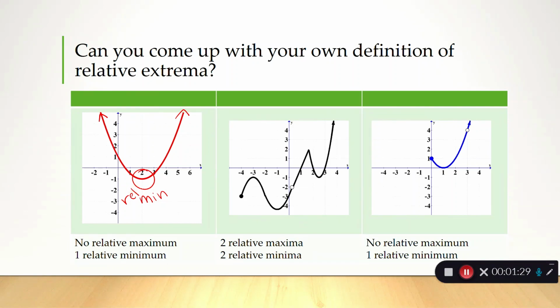In the second black graph, there are two relative maxima and two relative minima. It's really important to note that this endpoint here is not a relative minima, and the arrow on the end here is not a relative maximum. In the last graph, the blue one, there is one relative minimum and no relative maxima. Both the endpoint and the arrow are not a relative max.